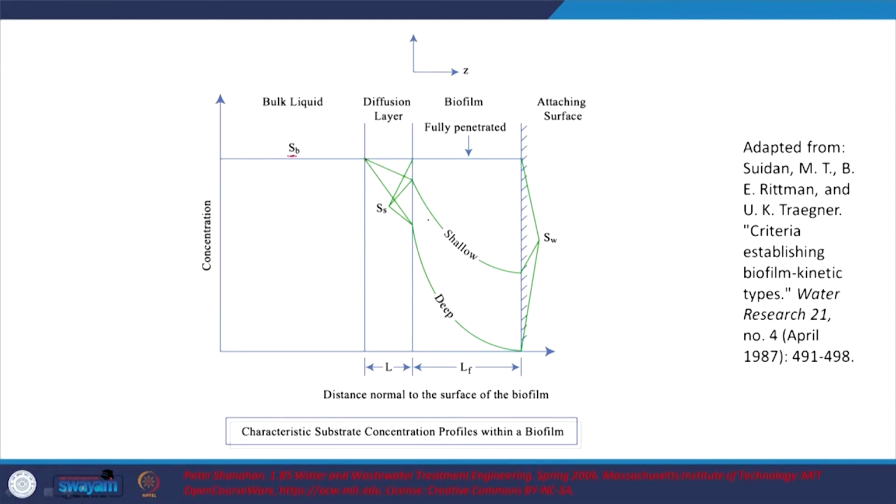So, we have shallow and we have deep. Let us just look at the shallow. We have diffusion due to the concentration gradient, and then the substrate penetrates further, fully penetrated, and in that case you are going to have degradation of the organic content within the biofilm, right. The organic content in the biofilm will be degrading. That is why the concentration here will be less than what it is in the bulk liquid. This is how you see it, and for deep you have other cases. So, let us move on.